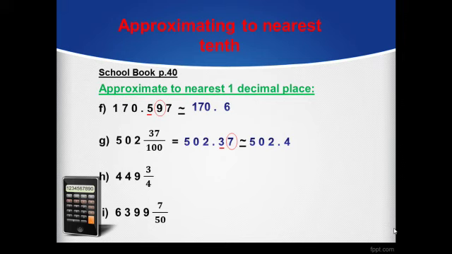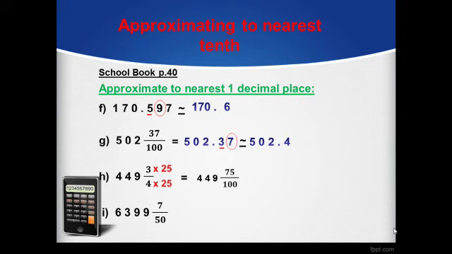Letter H, 449 and 3 over 4. Also we have to convert it into decimal number, but we don't have in the denominator 100 or 1000 or 10, but we have one of the golden numbers, which is 4. Thus we will multiply up and down by 25, and the result will be 449 and 75 over 100.